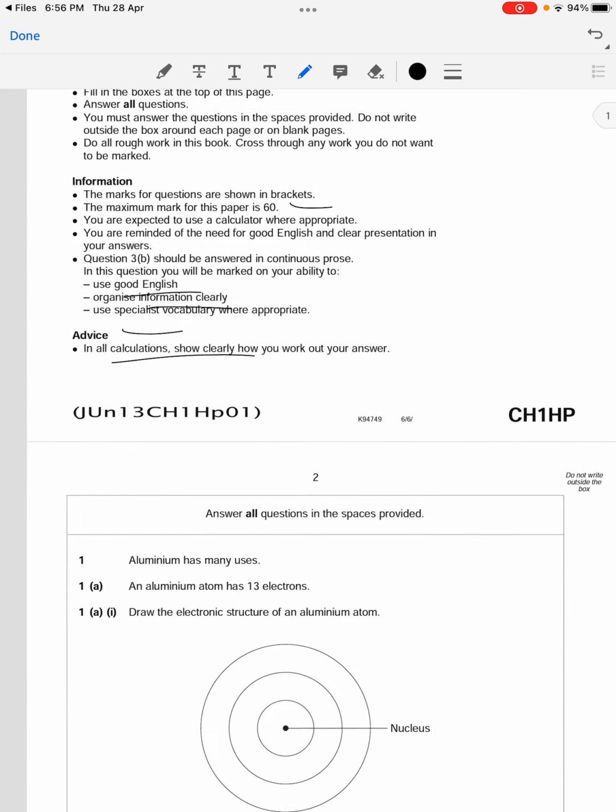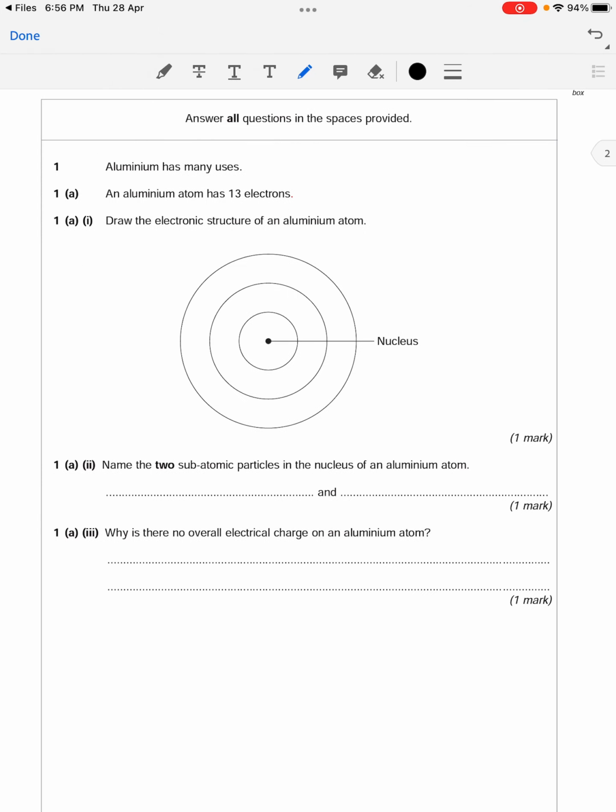So let's start the paper with the first question. Aluminium has many uses. An aluminium atom has 13 electrons. Draw an electronic structure of an aluminium atom. In order to draw this electronic structure, you have to know the atomic structure for aluminium.